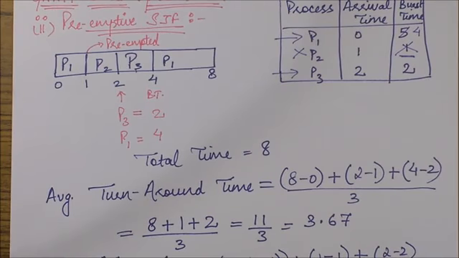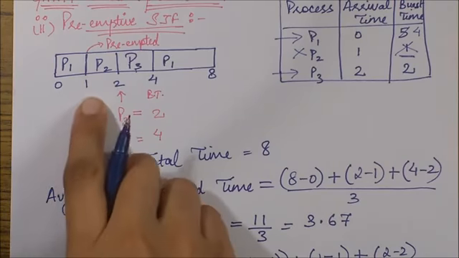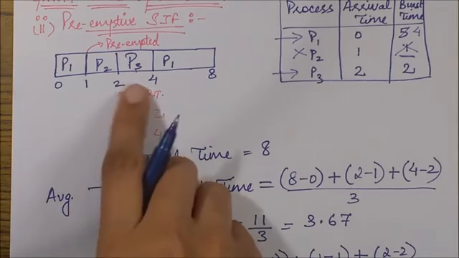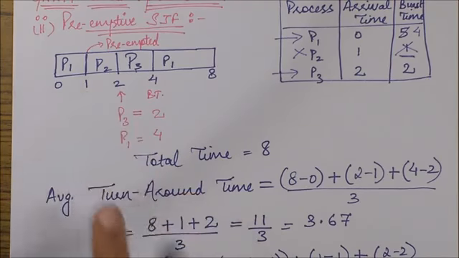So first of all, average turnaround time is the sum of the turnaround times of all the processes divided by the total number of processes. Right. Now what is the turnaround time of a process? The turnaround time of a process is the time instant at which the process completes minus the arrival time of that process.